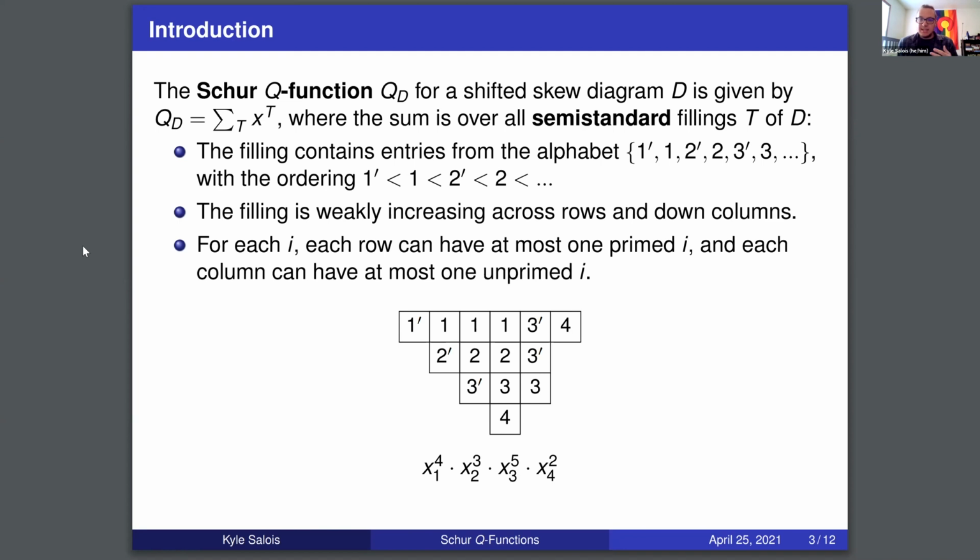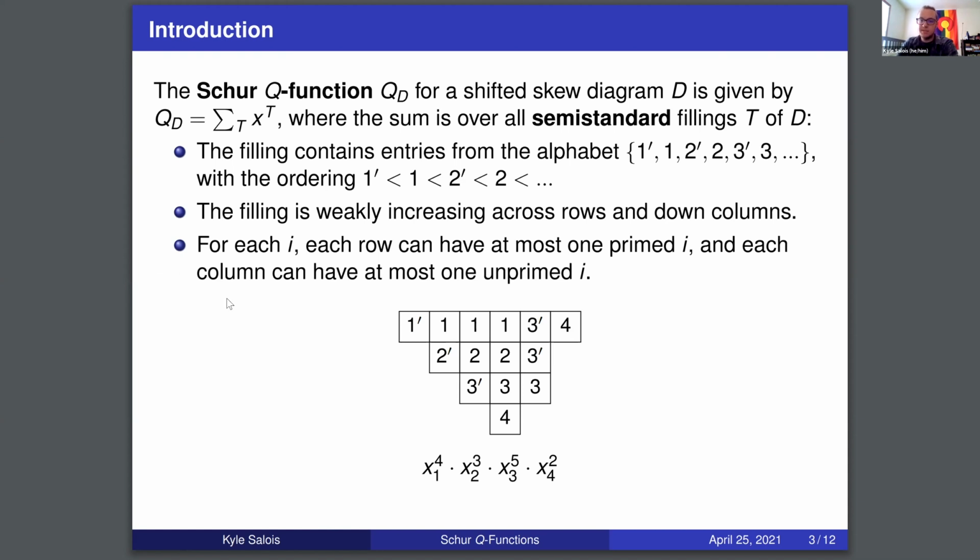Now, semi-standard has a slightly different definition in the shifted partition world. So we've extended our alphabet to include not only the natural numbers, but also their primed versions. And we consider the primed versions less than the original version. So we have the ordering 1 prime is less than 1, which is less than 2 prime, and so on. Just like in regular partitions, the filling has to be weakly increasing across rows and down columns, with the additional requirements that I can't repeat primed entries going across the rows, and I can't repeat unprimed entries going down a column.